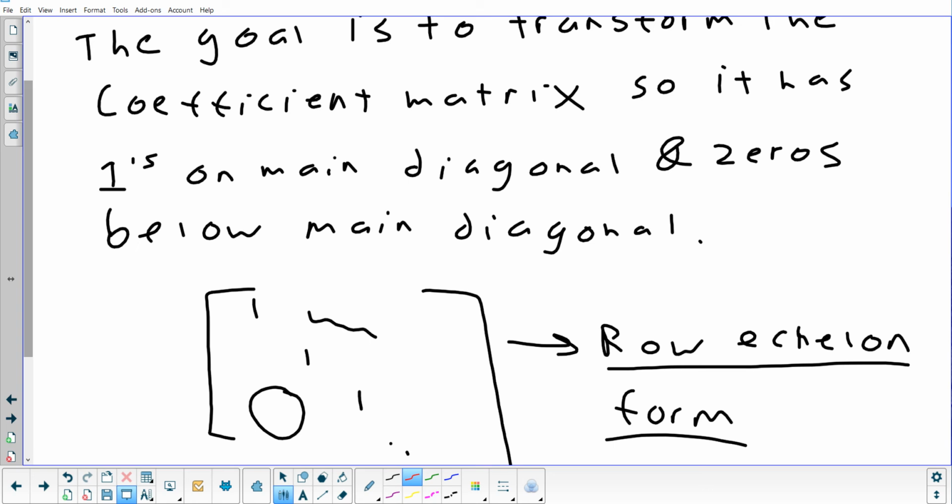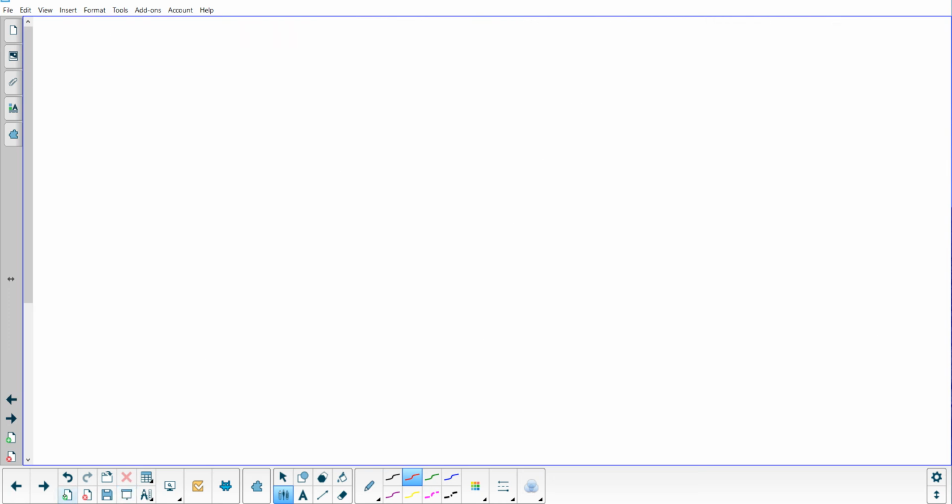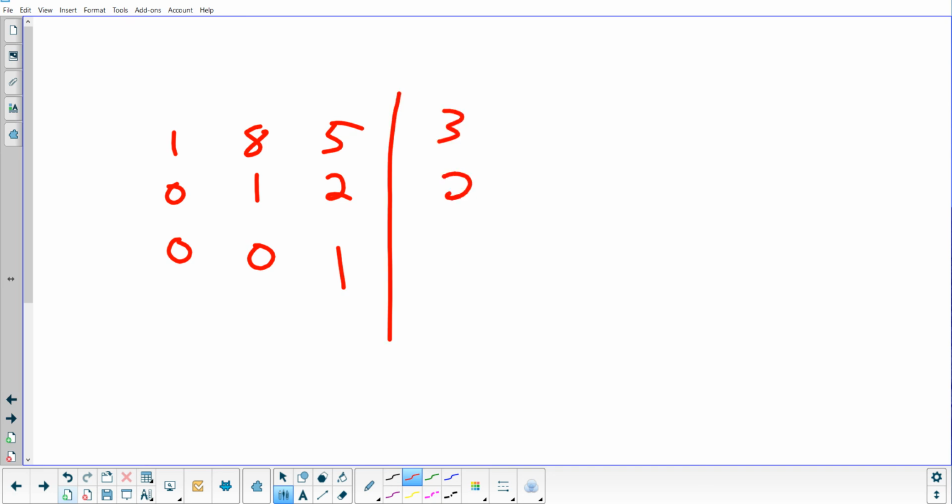Let me do a 3x3 system. So let's say we had 1, 0, 0, 8, 1, 3, 5, 2, that would be a 0 as well. That is row echelon form. 1s on the main diagonal. The main diagonal goes from the upper left to the lower right, and 0s everywhere below. And just make up some numbers over here. Those numbers can be anything you want, depending on what they're given to you as.